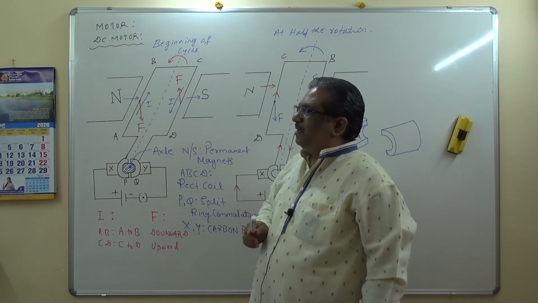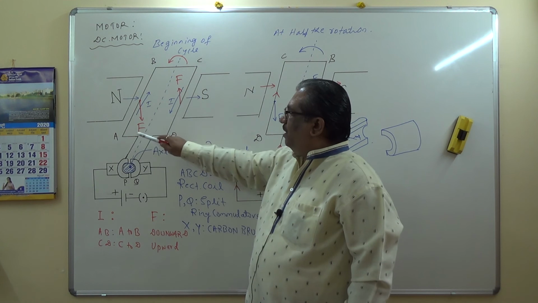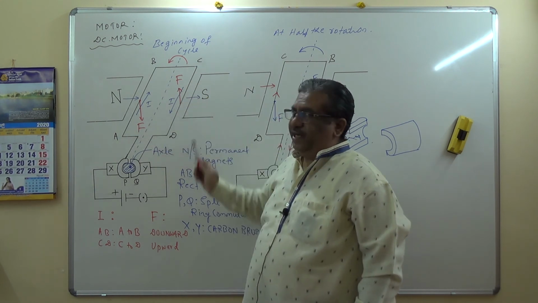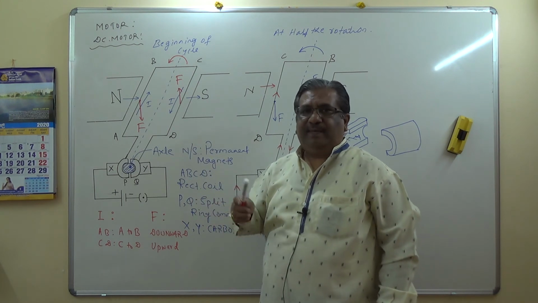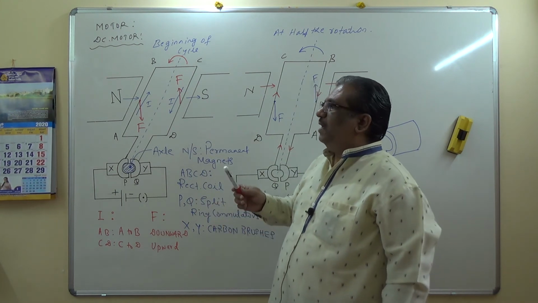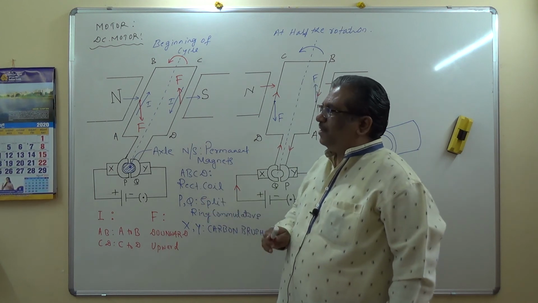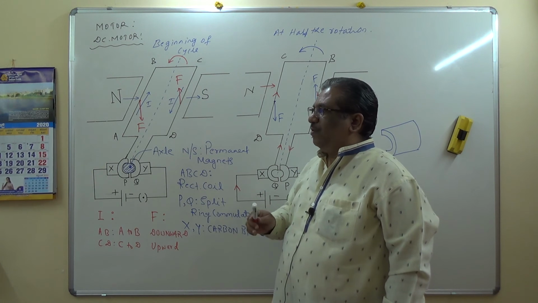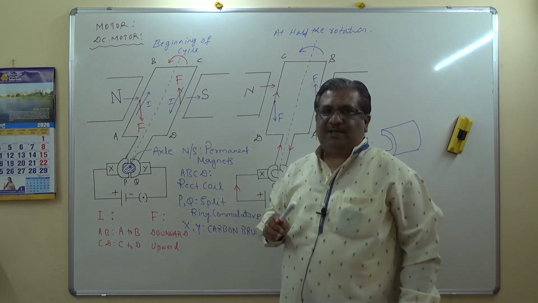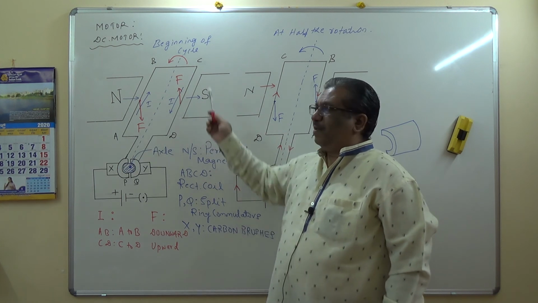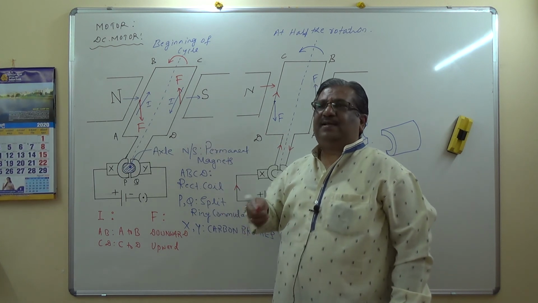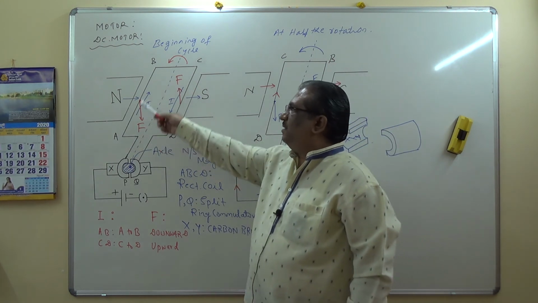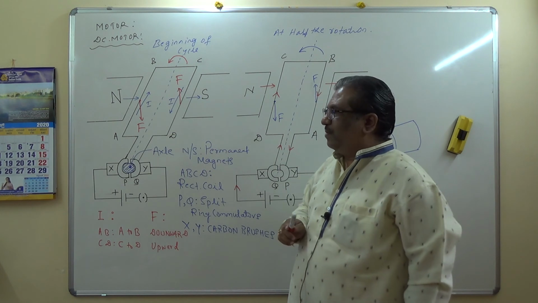Second, by increasing the number of turns in the coil. In ABCD, here it is a single turn. If we increase it to many turns, then it becomes an armature coil. How do you define an armature coil? A large number of turns of insulated copper wire wound on a soft iron core is called an armature. That is, a large number of turns wound on a rectangular soft iron core is termed an armature coil. So by increasing the number of turns, we can increase the power and speed of the motor.